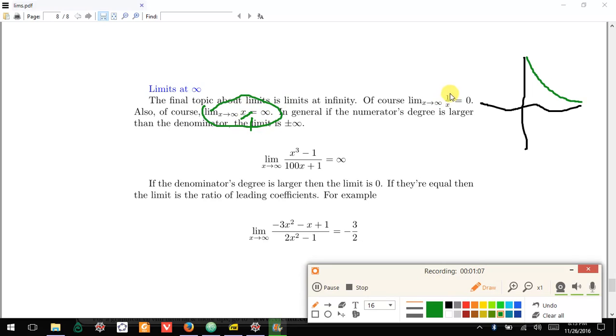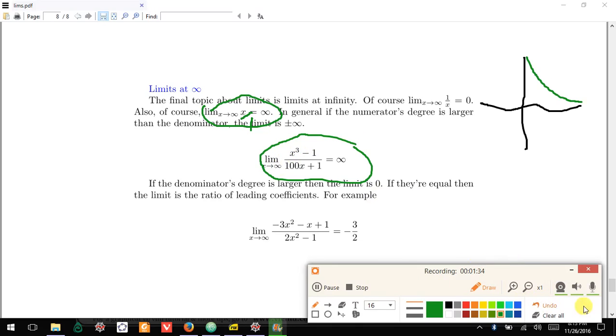Here, it's just the opposite. The top has degree 0, the bottom has degree 1, so because the top has smaller degree, the limit is 0, and that always happens. So, for instance, in this problem, it's very easy to know what's going to happen. The limit as x goes to infinity is infinity because the degree of the numerator is greater, and so the whole thing goes to infinity.